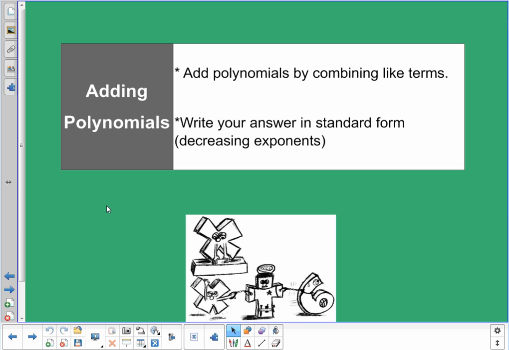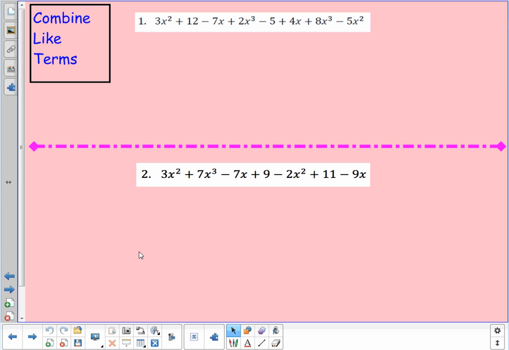So, up at the top of your notes page, when we add polynomials, we add them by combining like terms. That's all we're looking for here is like terms. And remember that like terms are terms that have the same variable raised to the same power. After we combine those like terms, we always want to make sure that we write our answer in standard form. So those are the two things we're looking for when we're adding polynomials. Let's take a look at number one.